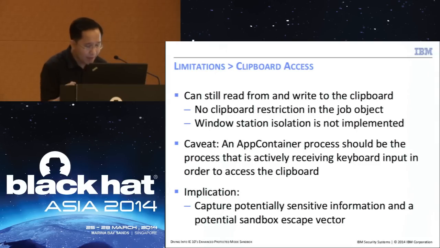Interestingly, a caveat I found is that the app container process should be the process that is currently actively receiving keyboard input in order to access the clipboard. So a little social engineering, which will coerce the user to press a key while a window or a control is shown by the sandbox process, is needed to get around the restriction. Nonetheless, clipboard access is still possible and may result in the disclosure of potentially sensitive information. For example, if you are using a weak password manager that doesn't regularly clear the clipboard.